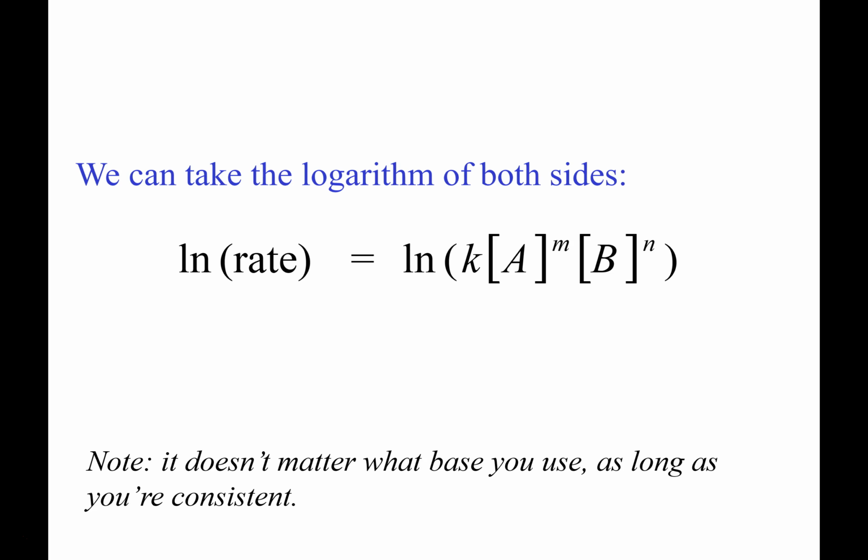But one of the things then is if we have the natural log of this quantity, where basically we have three things multiplied by each other: K, molar concentration of A raised to its reaction order, molar concentration of B raised to its reaction order, we can break it out into basically the natural log of these things added to each other.